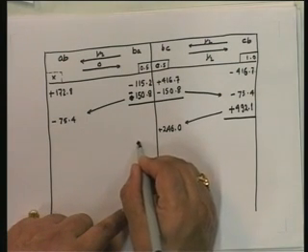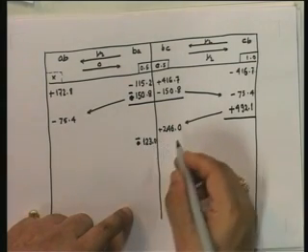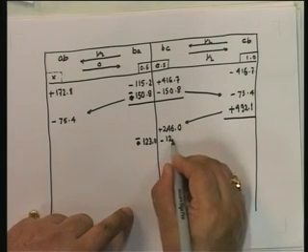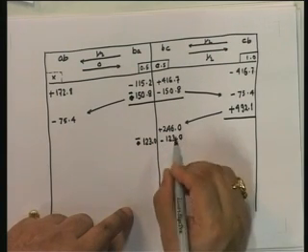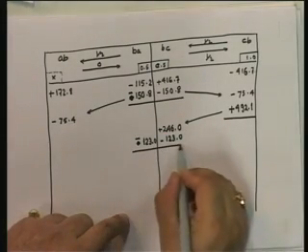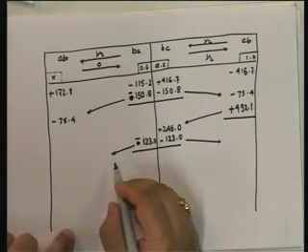So what do you get? You get minus 123.0, minus 123.0. Okay. So that balances it out. But this causes this to go here and this to go here.